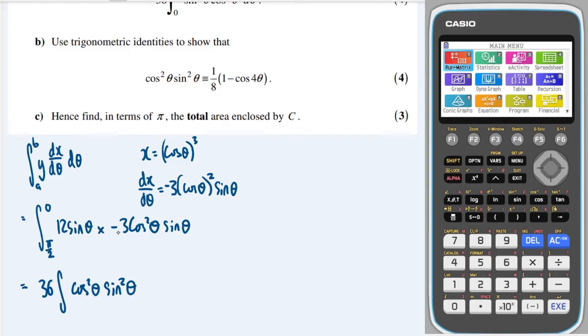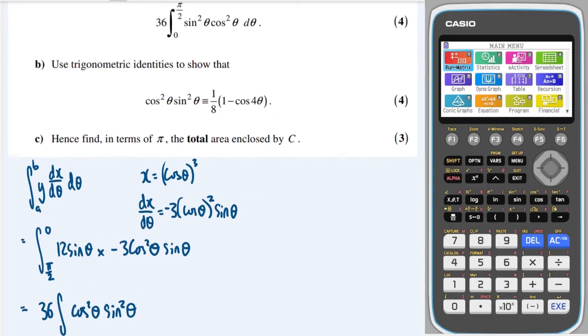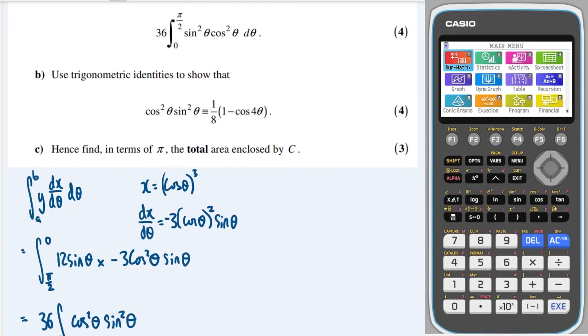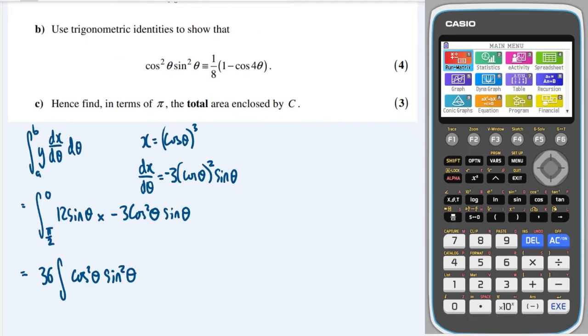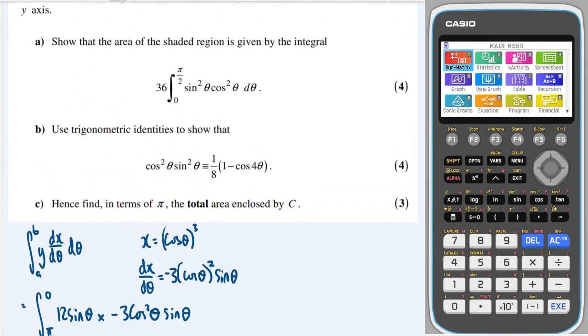And we've got a minus, which is a bit annoying, because there's not a minus in here. But we can get rid of the minus by flipping the limits over, sorry. When I flip the limits over, I'm essentially multiplying the integral by -1, so that's going to get rid of my negative sign there. Okay, great. So that is part A done.